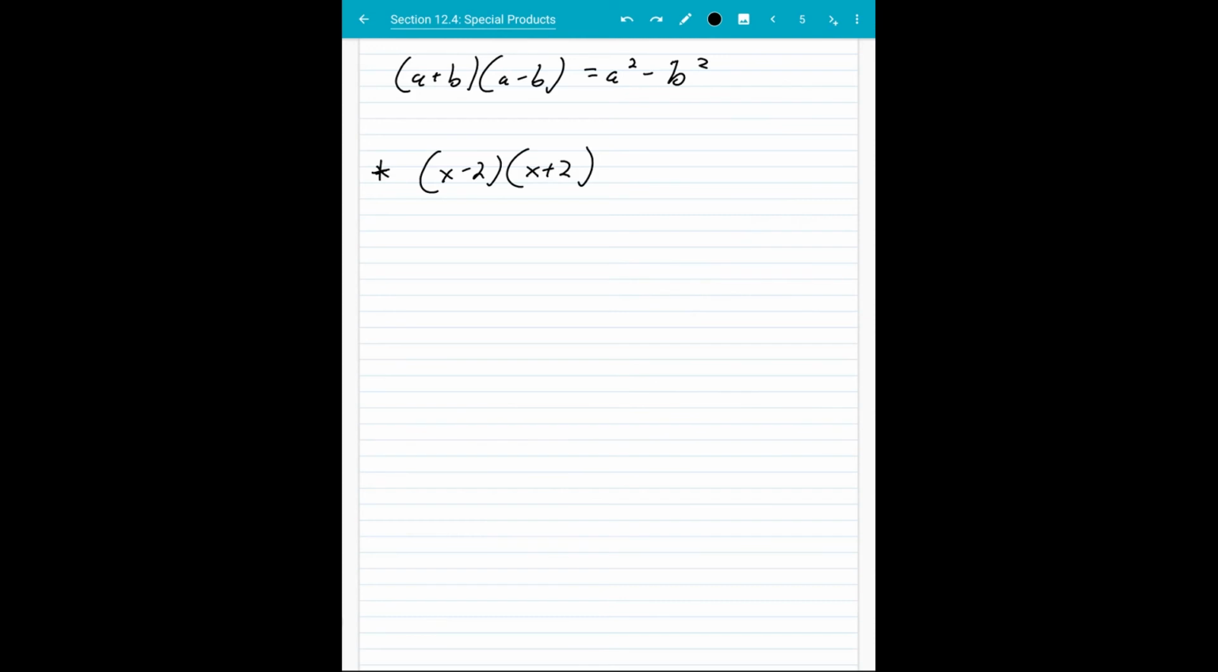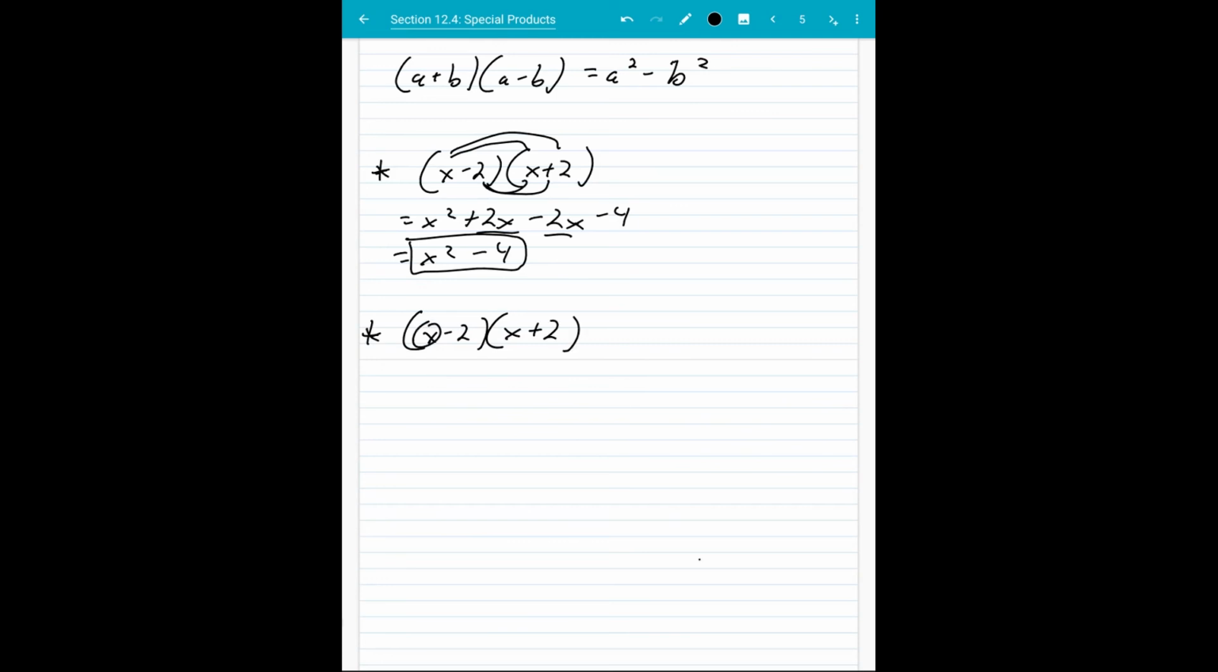Well, let's check our FOIL method, or the multiplication method. Multiply those two, that makes x squared. That makes 2x, negative 2x, minus 4. These two cancel out because they're opposites, and we're just left with x squared minus 4. So this binomial, not binomial squared, the sum and difference of two terms makes it a little easier to solve.